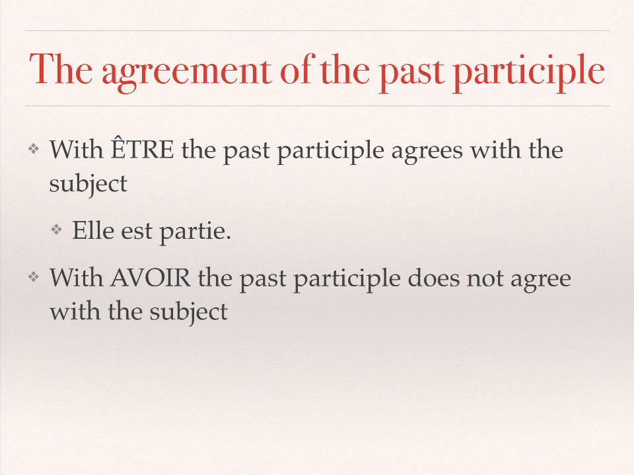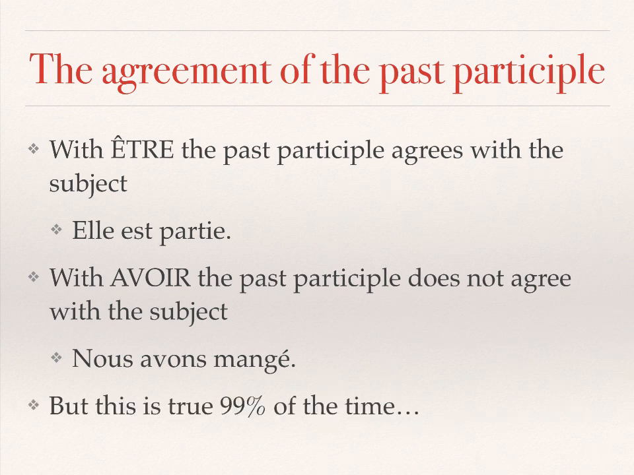When we use the auxiliary verb avoir, the past participle does not agree with the subject. Nous avons mangé. Nous is plural, but there is no S at the end of mangé. Now, this is true most of the time, but not always. Sometimes, the rule is slightly different. As we say in French, c'est l'exception qui confirme la règle.